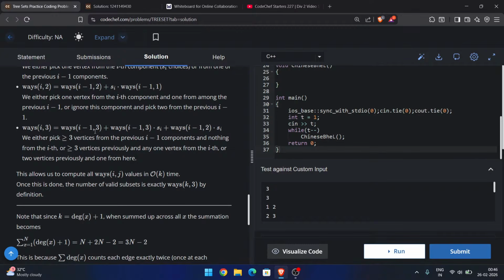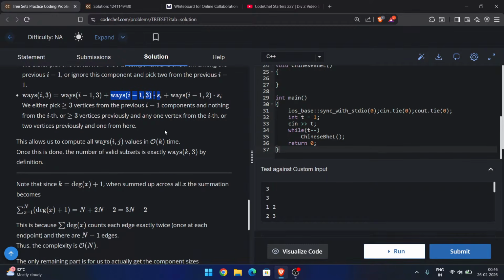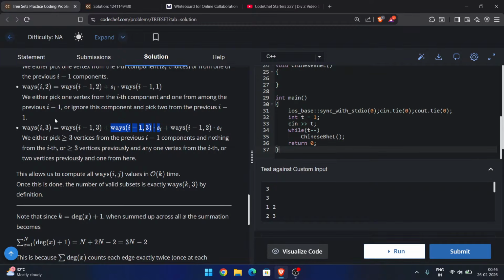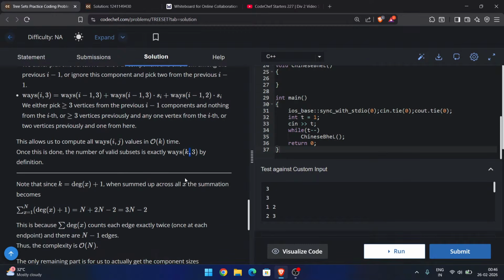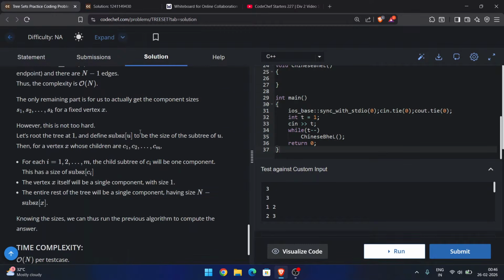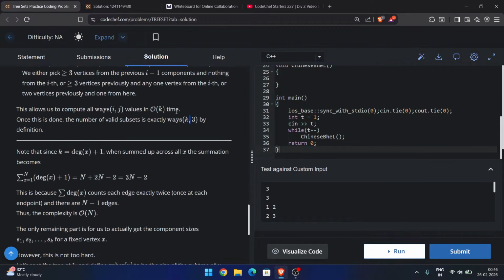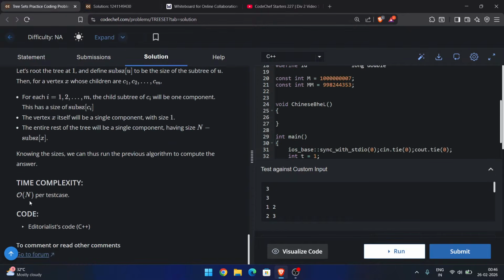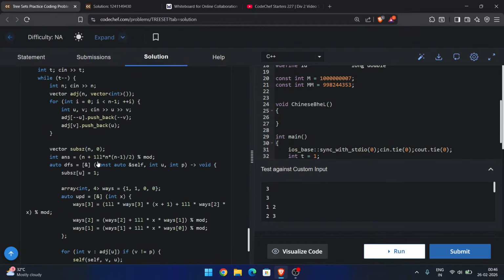And for greater than 3, either we don't take anything from this, or we take 1 from this and 2 from previously, or we take this and all the possible ways we can take earlier. And what we want is only ways of 3, so we would add these to our answer. In the end, if we take the summation of everything, then we would get our answer.